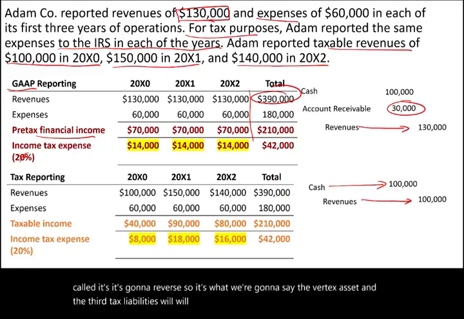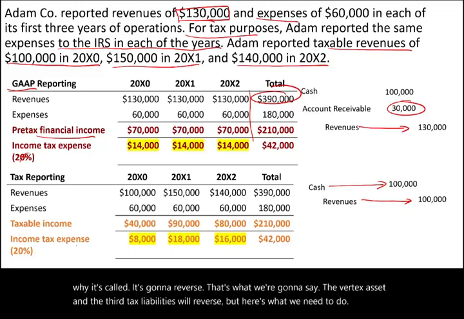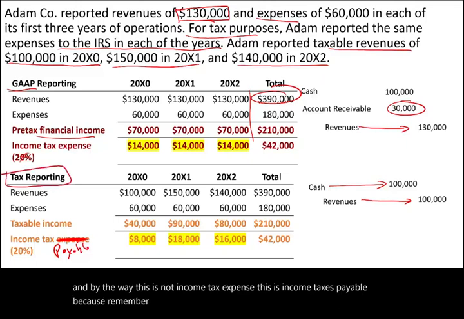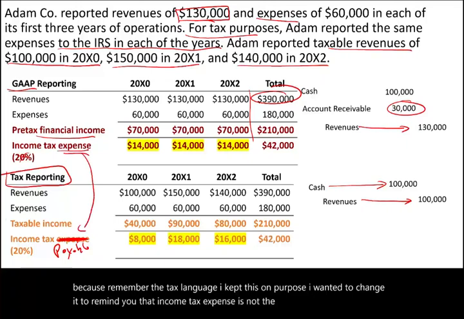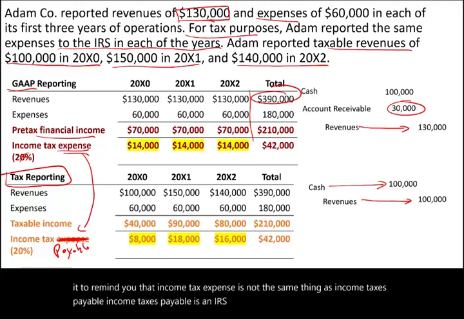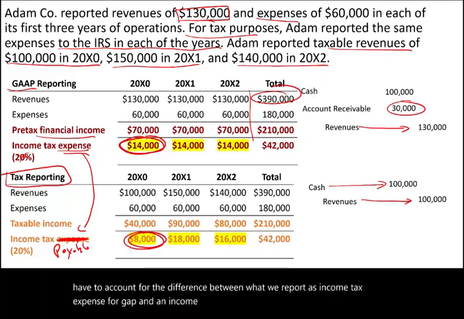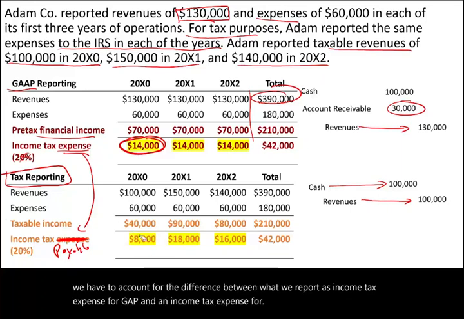But here's what we need to do. And by the way, this is not income tax expense. This is income taxes payable. Because remember, the tax language, I kept this on purpose. I wanted to change it to remind you that income tax expense is not the same thing as income taxes payable. Income taxes payable is an IRS language. Now, what we have to do is account for the difference between what we report as income tax expense for GAAP and income tax expense for IRS, or income taxes payable for IRS.